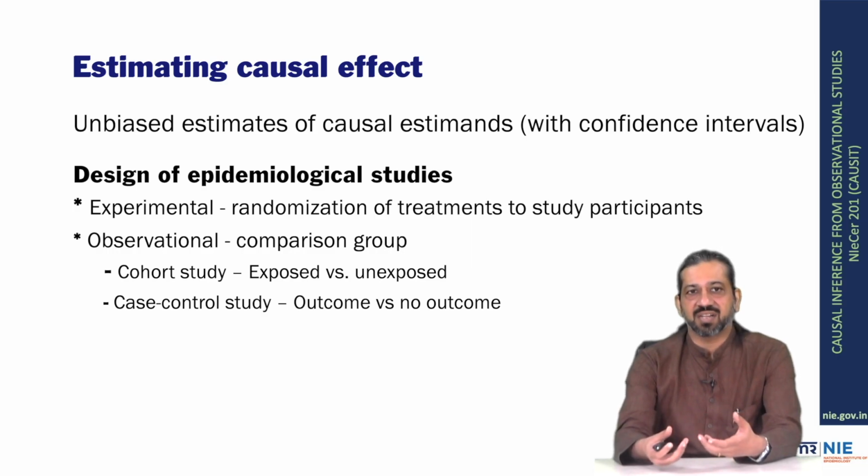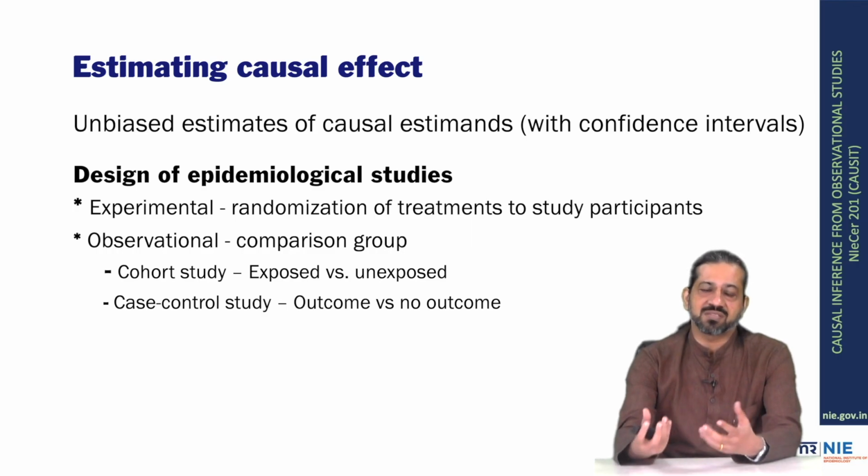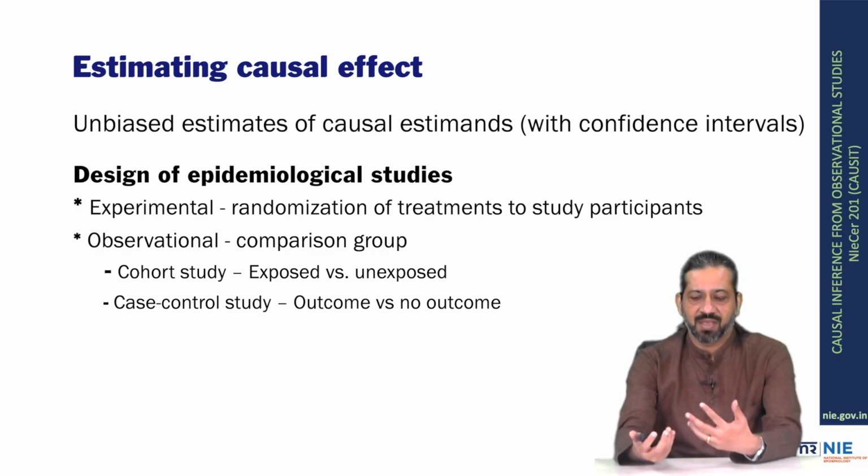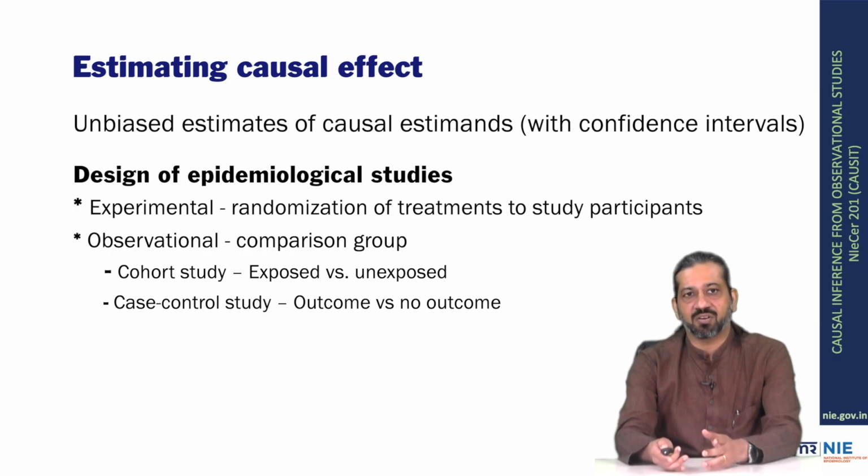Similarly, in case control studies, we have two groups, but now the groups are on the basis of the outcome: outcome present and outcome absent. And then we try to see whether exposure was present or absent in those who had the outcome compared to those who didn't have it. And then we try to make a causal inference, basically to see whether whatever difference we are seeing in the outcomes when the exposure is present or absent, or in the exposure when the outcome is present or absent, is really a true causal effect or not.